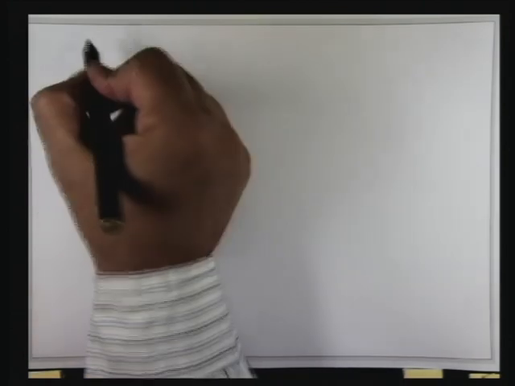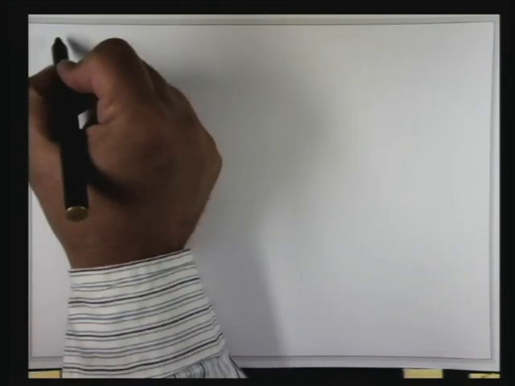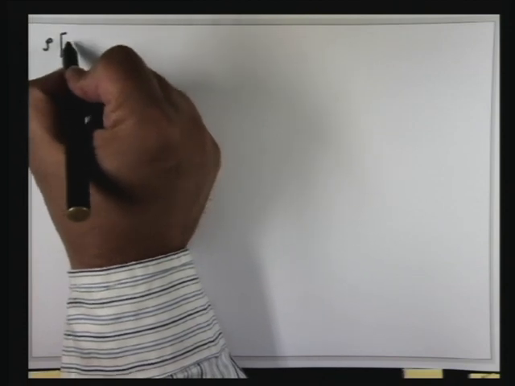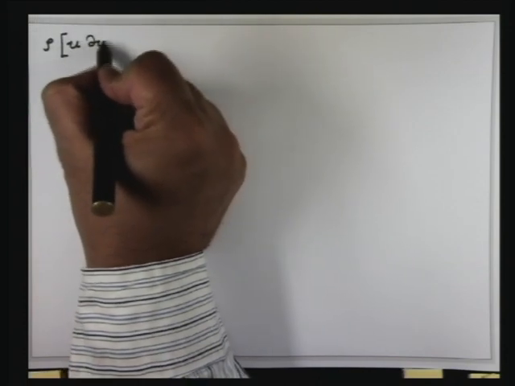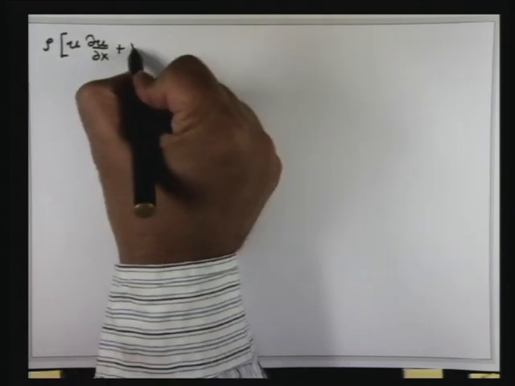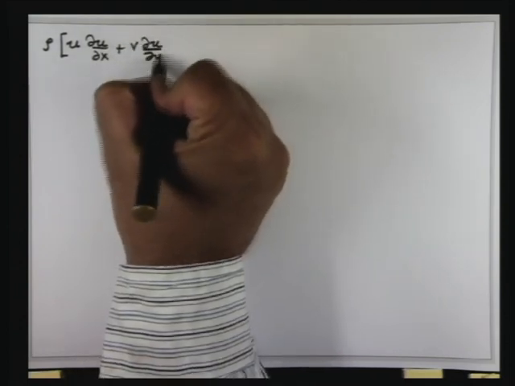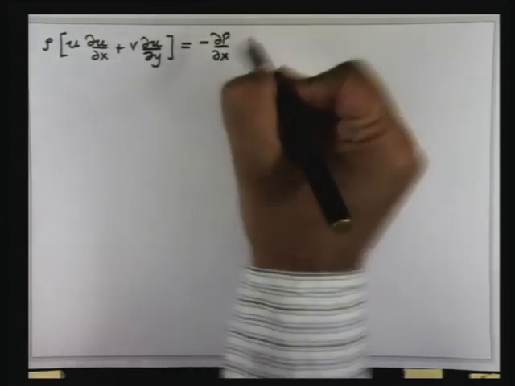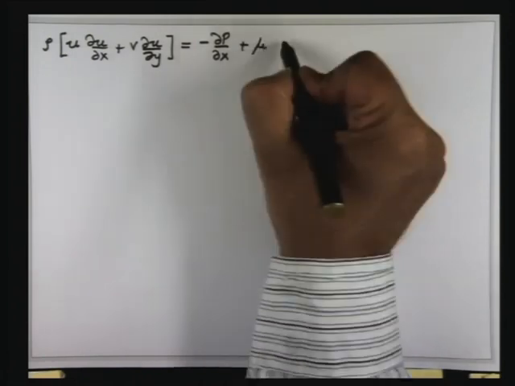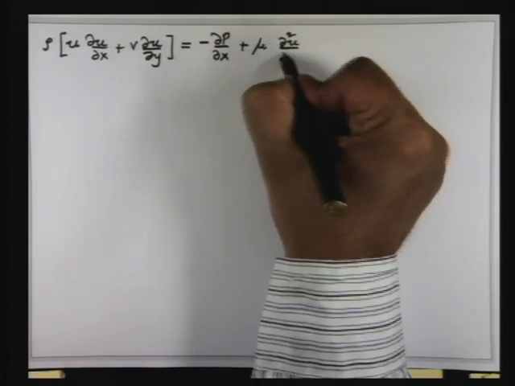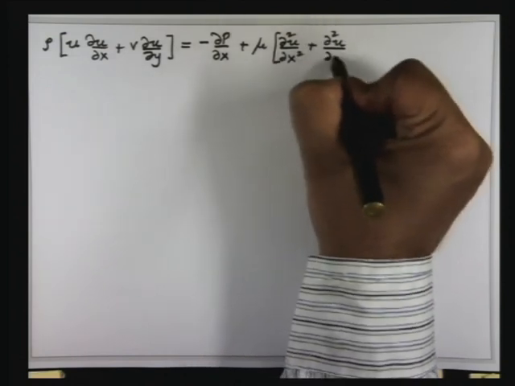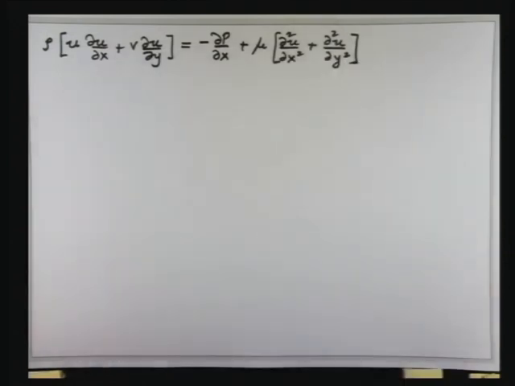For example, if you look at the momentum equation, you had rho (u ∂u/∂x + v ∂u/∂y) is equal to minus ∂p/∂x plus mu (∂²u/∂x² + ∂²u/∂y²). This is the x momentum equation which we want to solve in dimensional form.